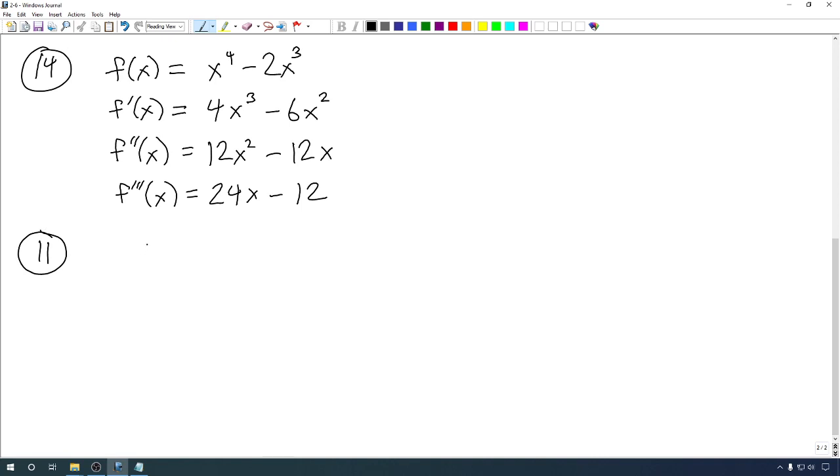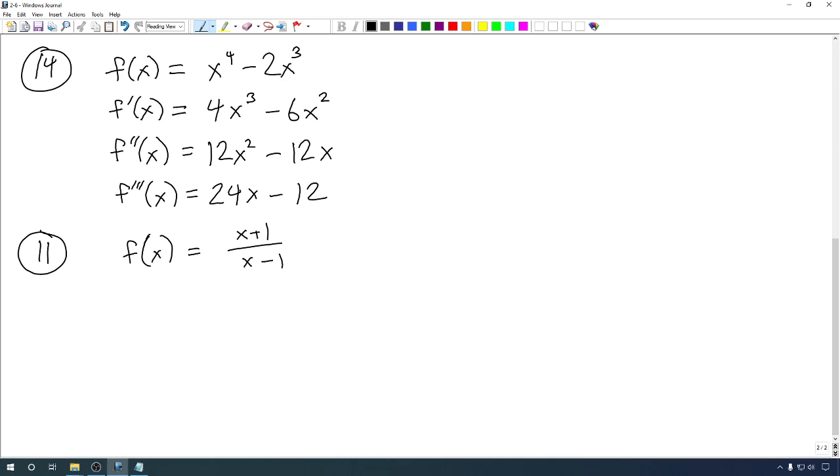Let's look at problem 11. Kind of going backwards, but there's a reason why I did this one first. It's a little bit easier. A function f of x is equal to x plus 1 over x minus 1. This time we're not asked for the third derivative, we're just asked for the second derivative.